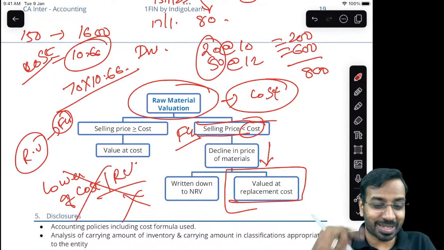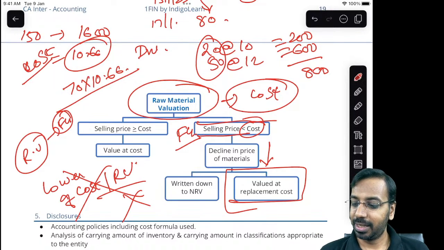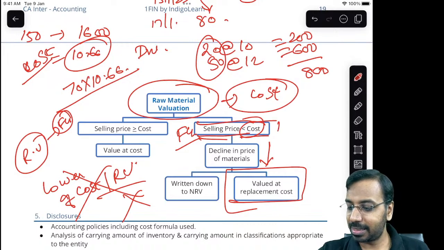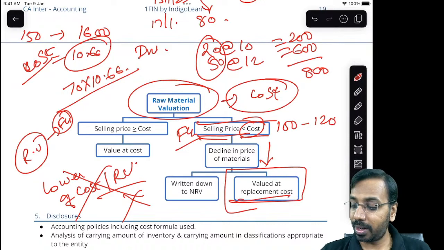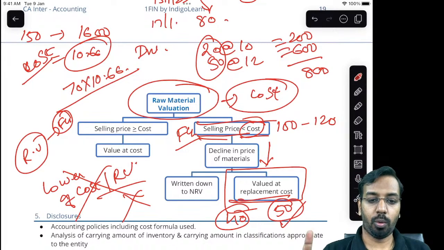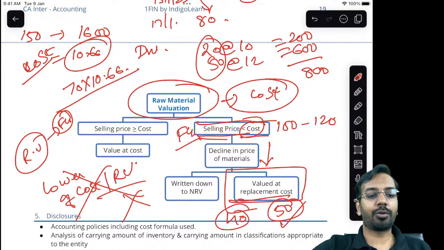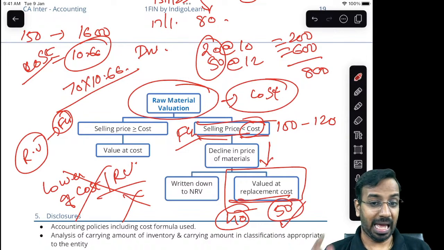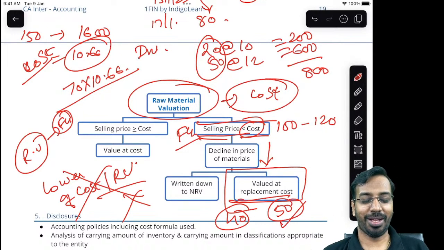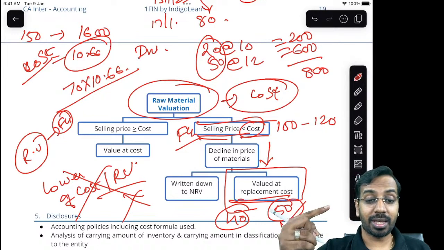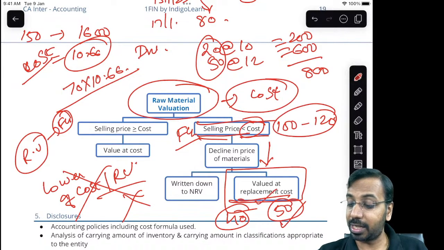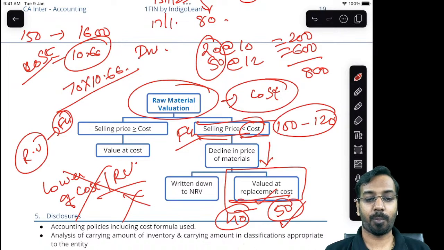Some extra smart students will say, sir, selling price is less than cost. Let us say selling price is 100, cost is 120, it is less than cost. Replacement cost of the raw material is 50, cost of the raw material is 40. Then we should value it at 50. No. You cannot value it above cost. I've got at least 7 or 8 questions on this line, okay? So, don't think that if this condition is satisfied, it has to be replacement cost. That is not the right approach.